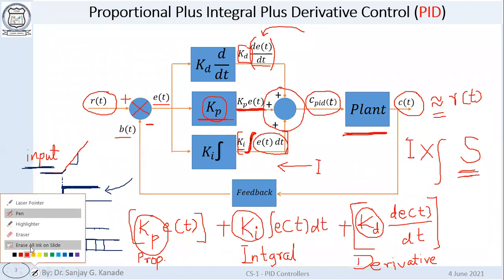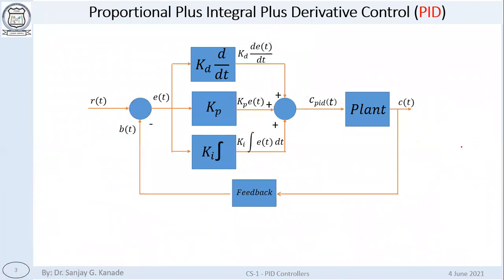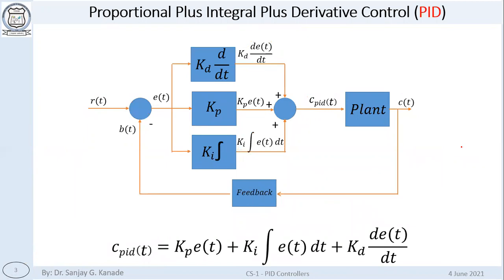Okay, so I will remove these markings now. This is the equation that I have again written here. So we have the equation of the PID controller now, and you know how each component is going to behave and how each component is derived. That is the first thing.